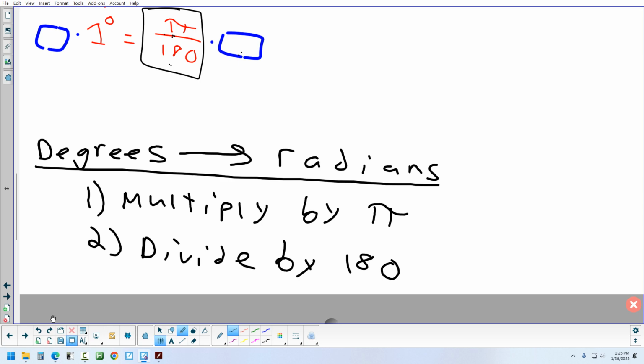Now, to do radians to degrees, it's very similar. So if I'm trying to find 60 degrees in radians, I do 60 times pi divided by 180. Yep, and then we can reduce 60 and 180, but we're going to do that next. Yep, that's how you convert.